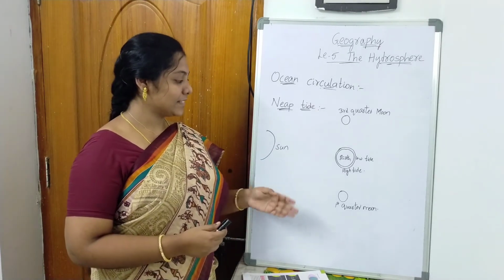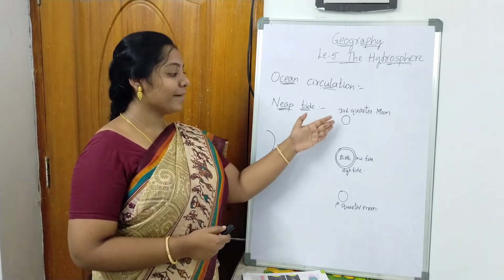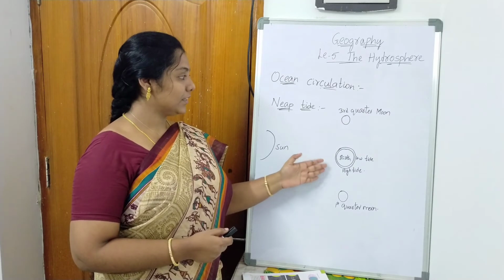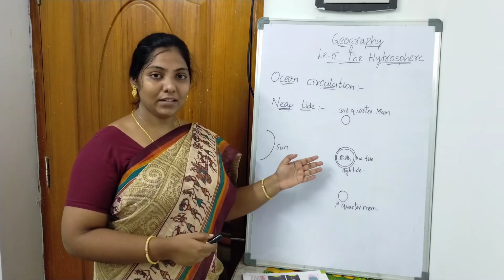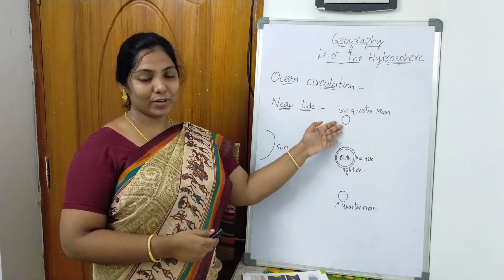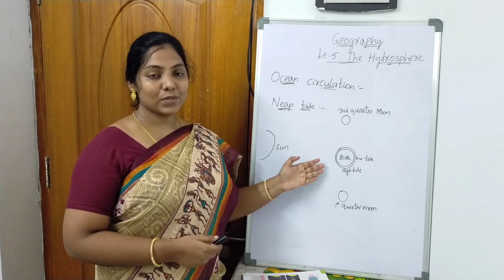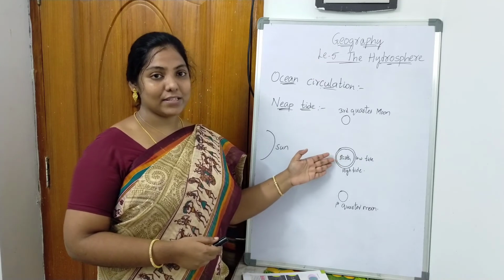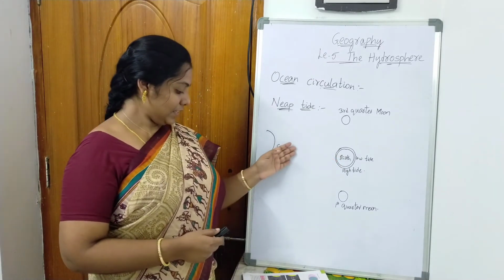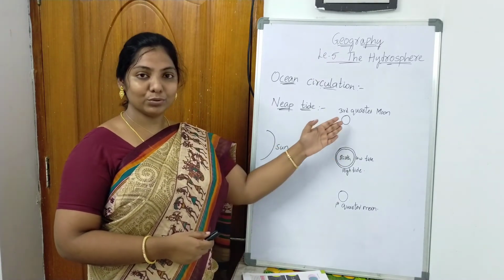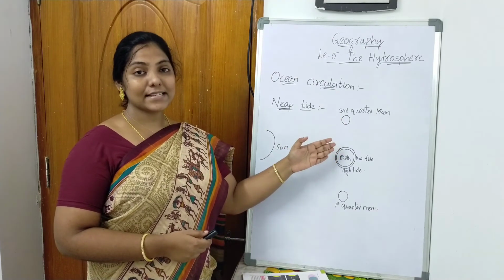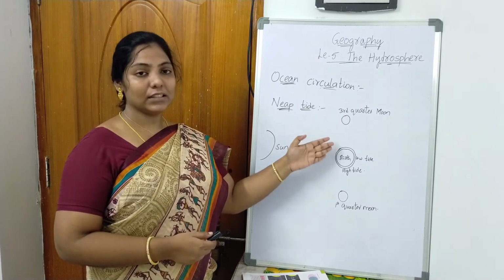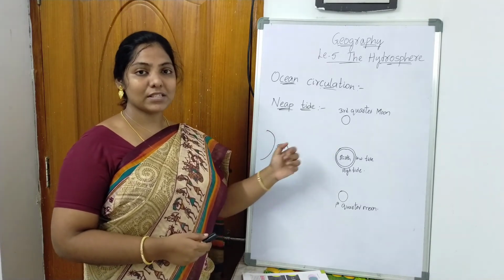Coming to neap tides, when the sun and moon are at right angles to each other with respect to the earth, then it is said to be in quarter phase. And when this happens, the pull of the moon on earth is cancelled by the pull of the sun.